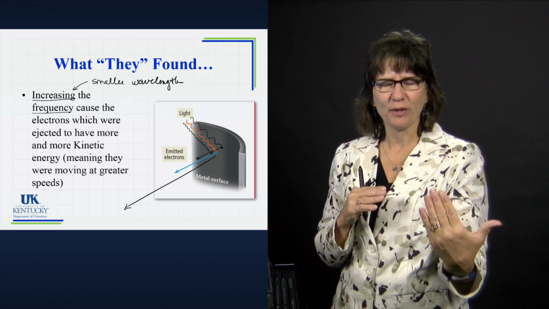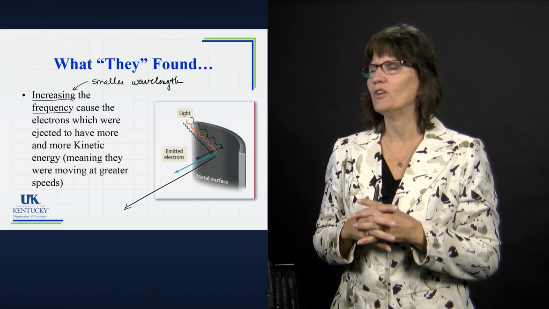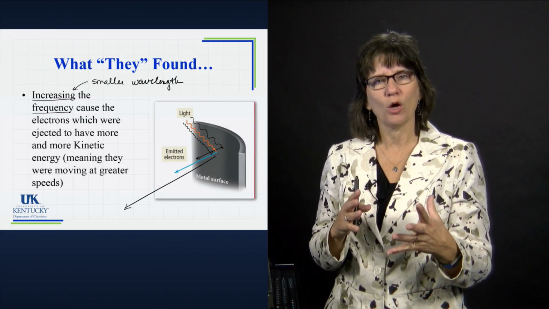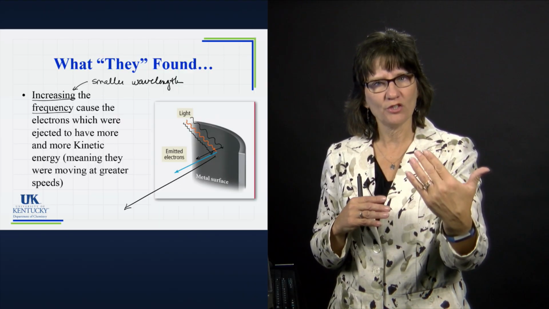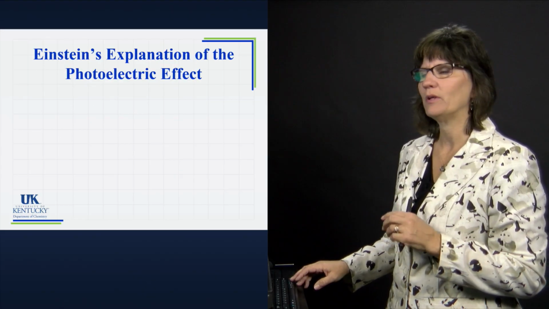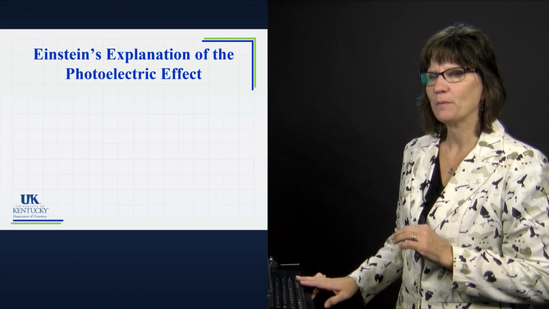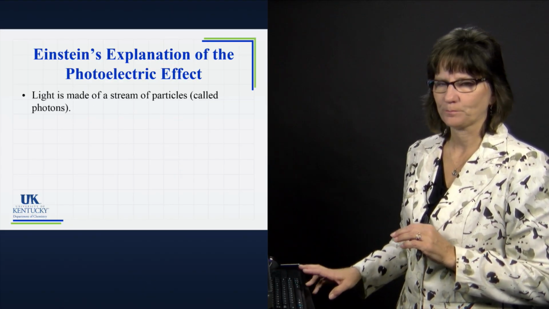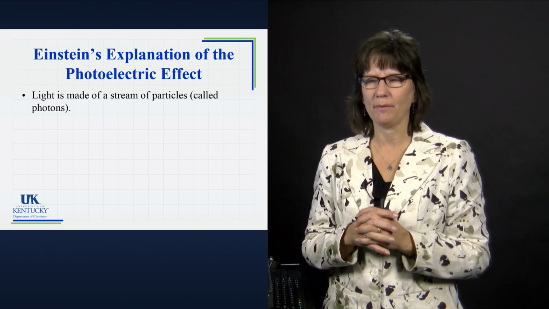This is still not explaining quantum theory. This is still not explaining why when something glows it gives off discrete bundles of energy. So Einstein's going to tie it all together here. So here is the explanation, okay? He's explaining the photoelectric effect. He said this is what's happening.